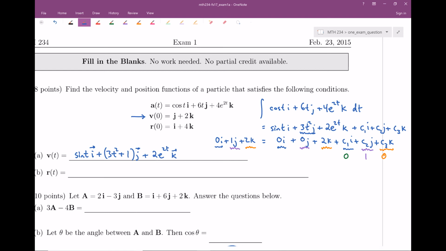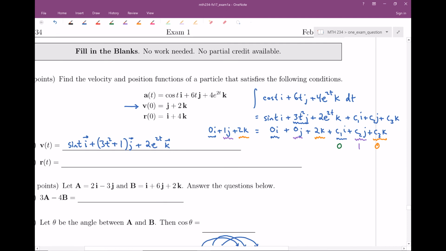All right. If you thought that was fun, we need to do it again in order to get position. So let's play the exact same game one more time, and that's going to give us r of t, the position vector. So I'm going to integrate velocity to get position. When I integrate sine, I'm going to get negative cosine of t, and that's going to be in my i component. When I integrate 3t squared plus 1, that's going to give me t cubed plus t. That's in my j component. And when I integrate 2e to the 2t, that's just going to give me e to the 2t in my k component.